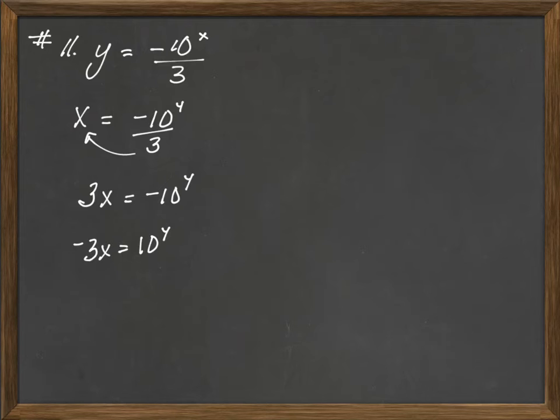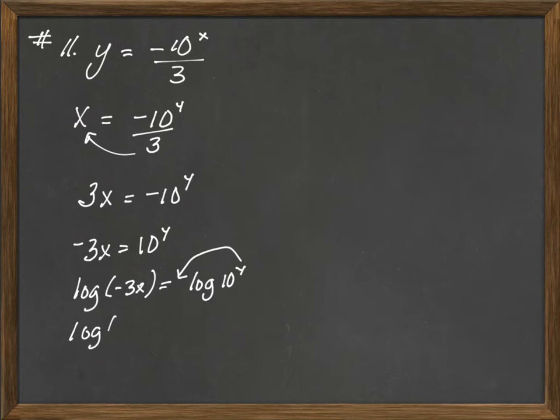Now I have it in exponential form, and the only way to get that y down is to take the log of both sides. So I'm going to say the log of negative 3x is equal to the log of 10 to the y. Now, that makes it possible for the y to come down using the log rule. So log of negative 3x equals y log 10.